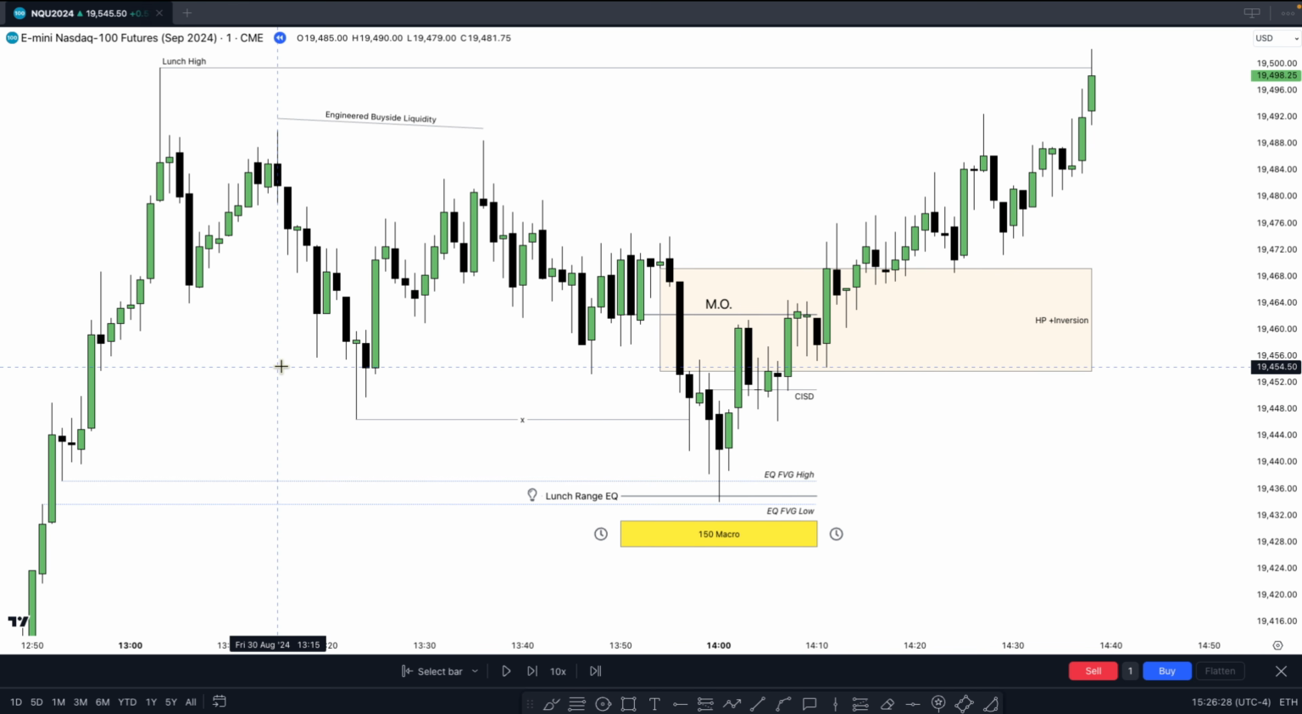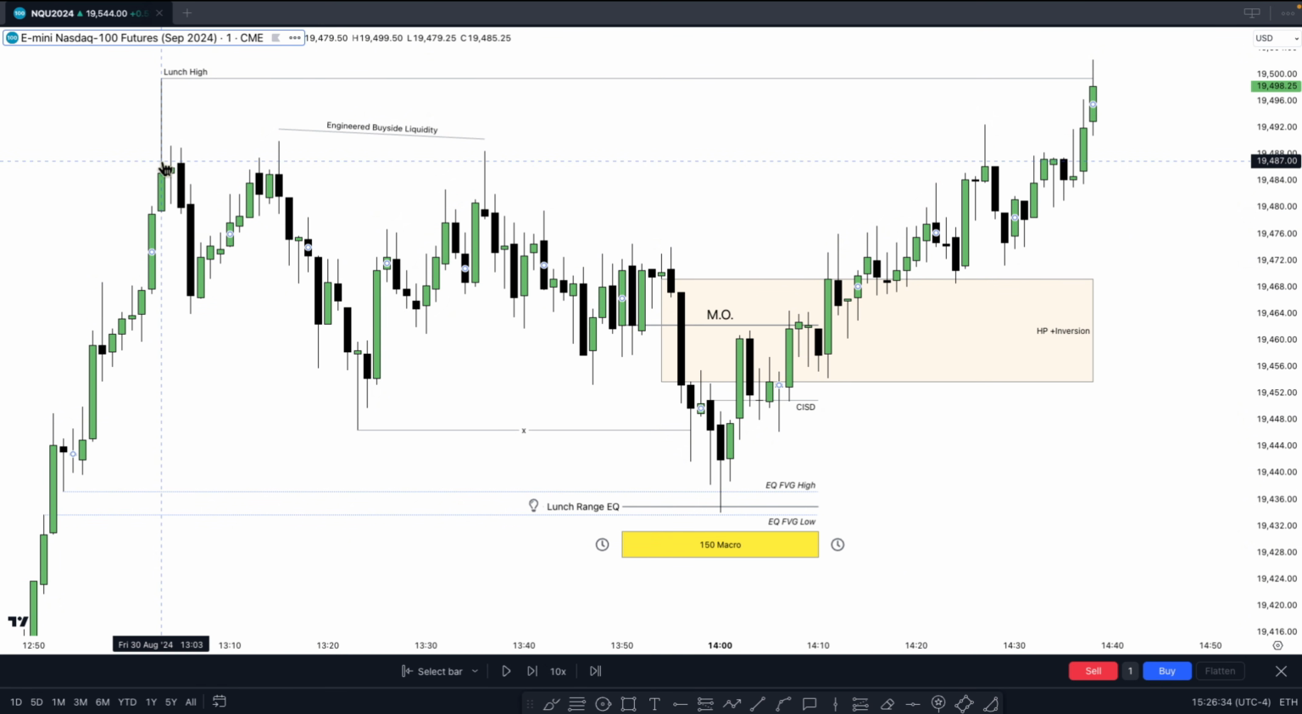So this is NASDAQ's 1 minute chart. And we're seeing right here, as my annotations show, the high at 1:03 p.m. Eastern time. That is your lunch session high. Okay, lunch session concludes at 1:30 p.m. Eastern time.